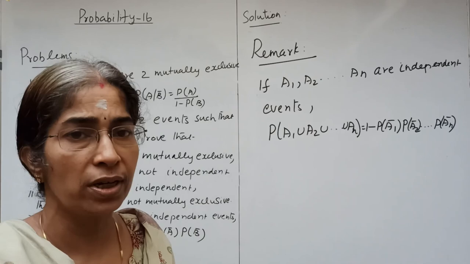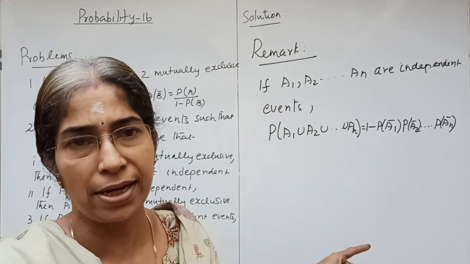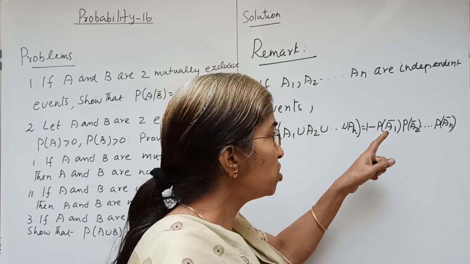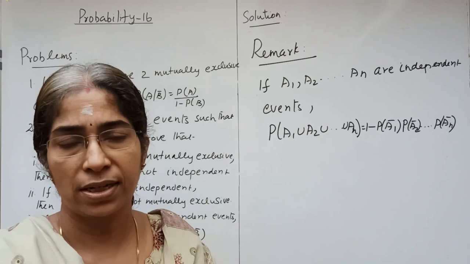For a set of n events that are independent, P of A1 union A2 union etc. union An, that is, the probability of the occurrence of at least one of the events, can be written as 1 minus P of A1 bar into P of A2 bar into etc. P of An bar, only under the condition that the events A1, A2, etc., An are independent.